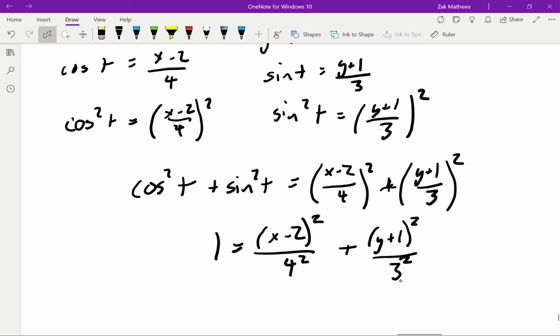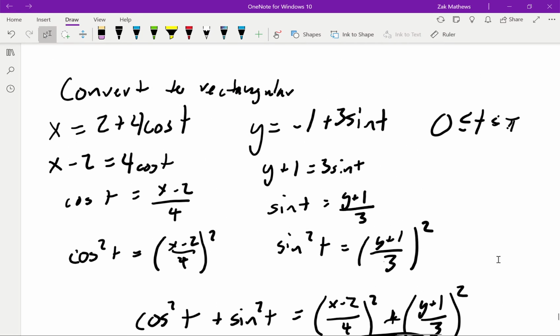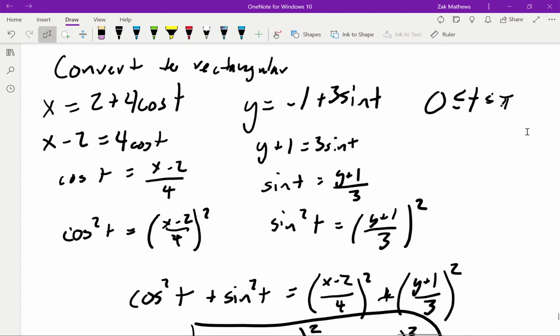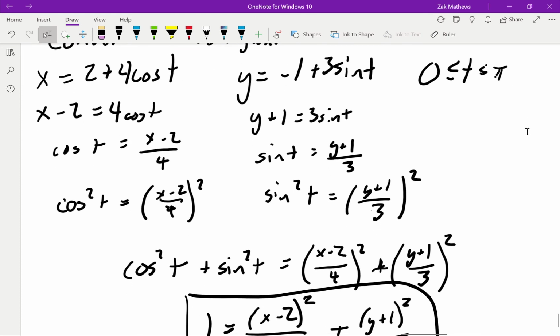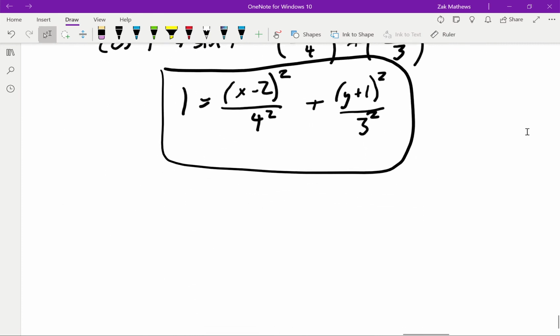Now, I might think I can just end it here, but again, we have to consider the interval. Before we had from 0 to 2 pi, that was on the circle we had with the sine and the cosine before. Here we only have from 0 to pi, and so there's a good chance we didn't get the full spectrum of values. Even though we have the rectangular form now, we know what this thing would look like. It's going to go to the right by 2, going to go down by 1. That would be our center.